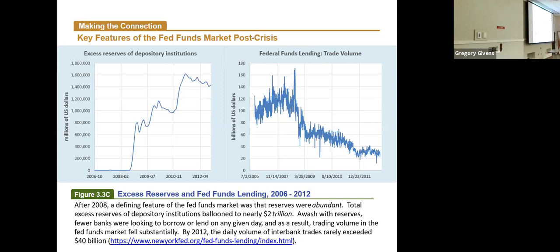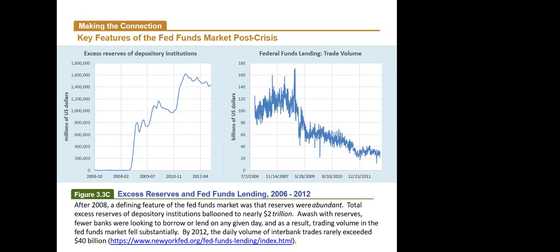Here's another interesting graph, and again, this is just a copy of the graph from earlier in the slides. This is the total daily volume of trading in the interbank market. What do you see happening right after the financial crisis as we transition to the floor system? Daily trading in that interbank market goes way down. It goes from like $140 billion a day, quickly down to around $50 billion per day. And by 2012, we were closer to $20 billion per day.